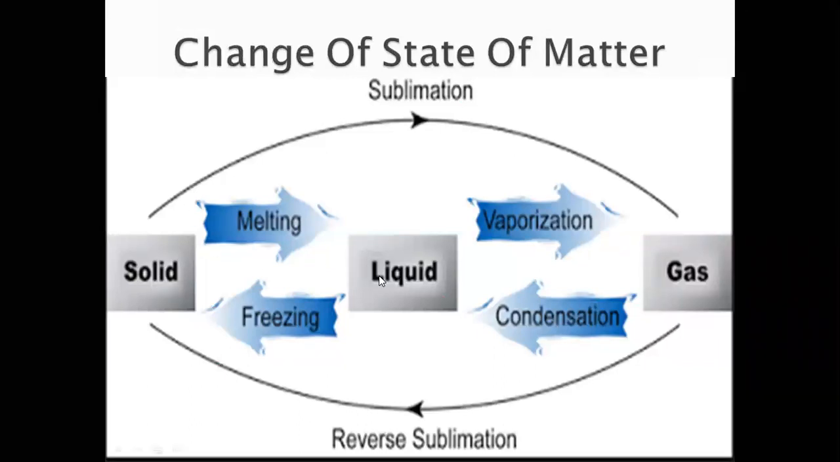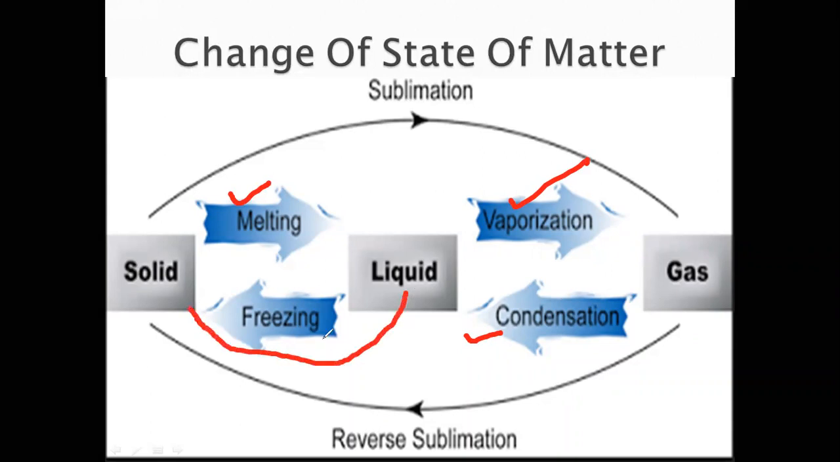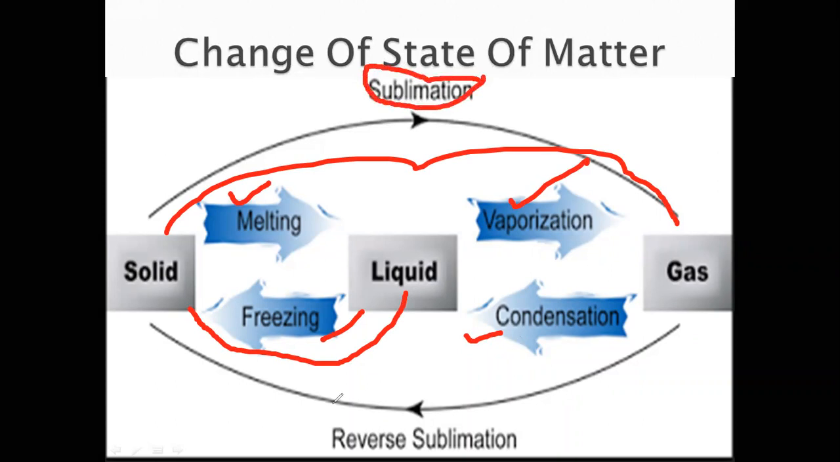Solid can be changed into liquid and the process will be called melting. And when liquid changes into gas, the process is called vaporization. Now let's go in the reverse direction. When gas changes into liquid, the process is called condensation. And when liquid changes into solid, it is called freezing. When solid changes directly into gas, the process will be called sublimation. And when gas changes into solid, it will also be called sublimation.